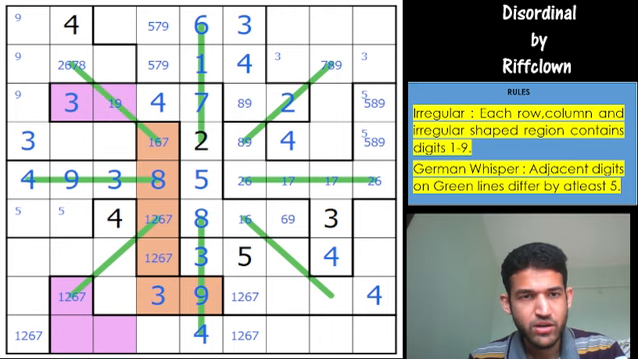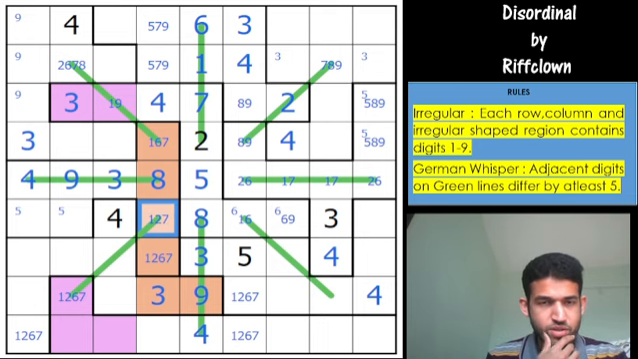So this is 1 or 9. Does that reduce the possibilities here? I don't think so. So if this is 1 and 9, a 6 must be in these cells. So this cannot be 6. That's 1, 2 and 7.